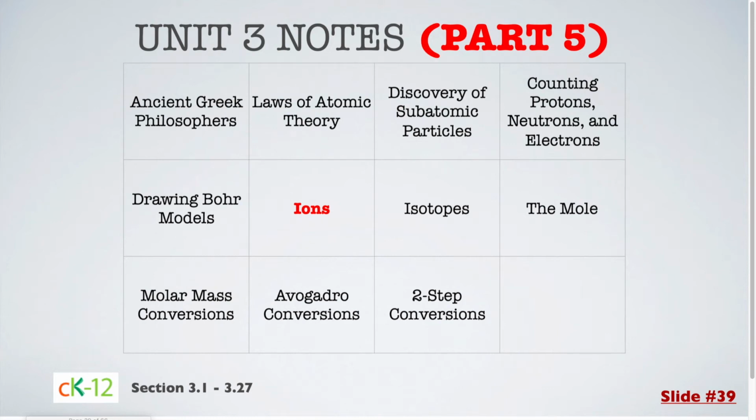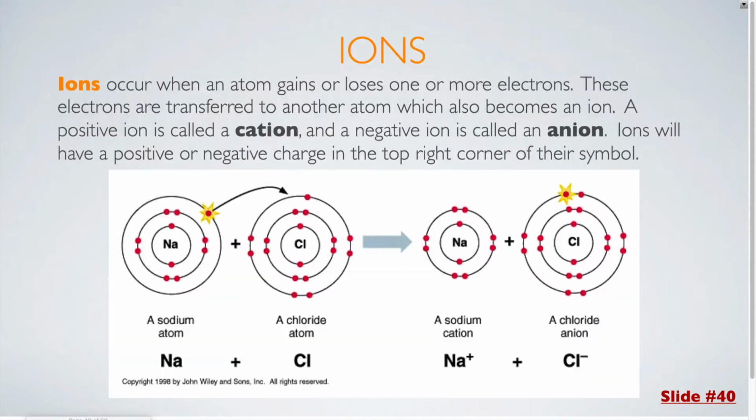In Part 5 of the Unit 3 notes, we are going to be covering ions. Ions occur when an atom gains or loses one or more electrons. These electrons are transferred to another atom, which also becomes an ion. A positive ion is called a cation, and a negative ion is called an anion.